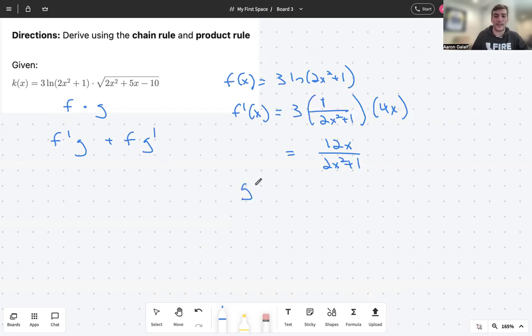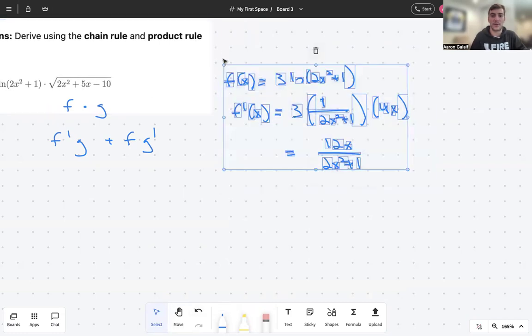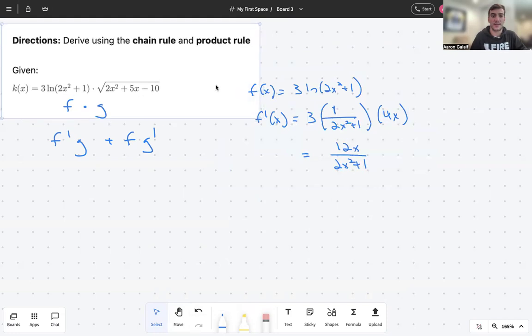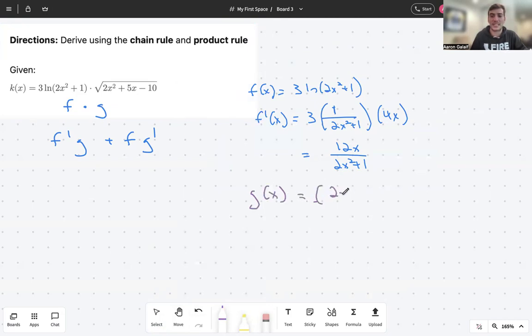Next, we're going to do g of x. Let's do a different color, and let's make this a little smaller. That way it's just a little cleaner, okay? So let's do purple. G of x is going to be the other one, and I'm going to rewrite it in a way that I can easily see the power rule. So (2x squared plus 5x minus 10) to the power of 1/2. So now we have a chain rule.